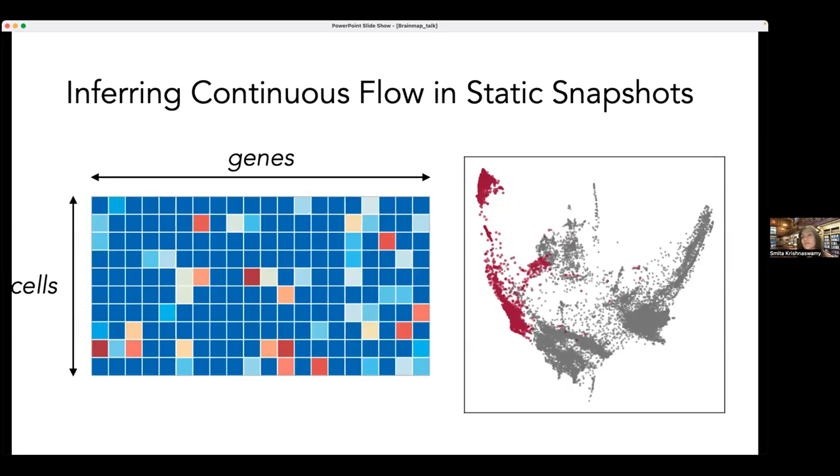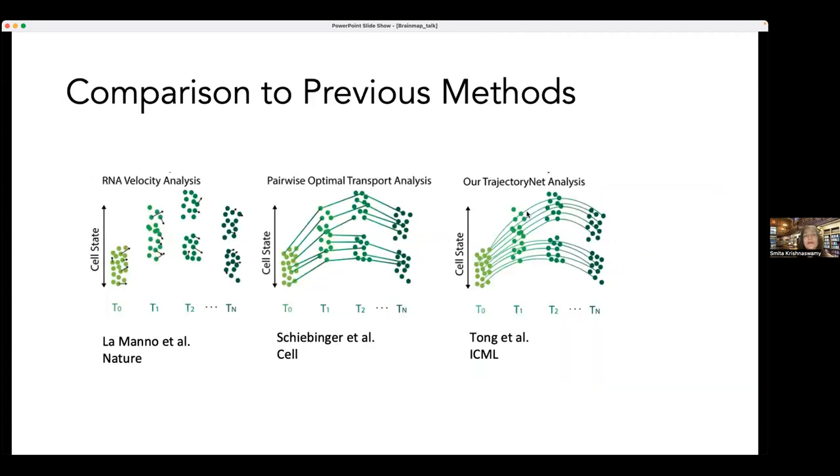So here's some developmental data. These are human embryonic stem cells, and they're developing into many lineages, with some of the most prominent ones being neural progenitor and neural crest right there. But we have static snapshot time points of this kind of data, so 5 time points. And we want to learn how cells develop along that.